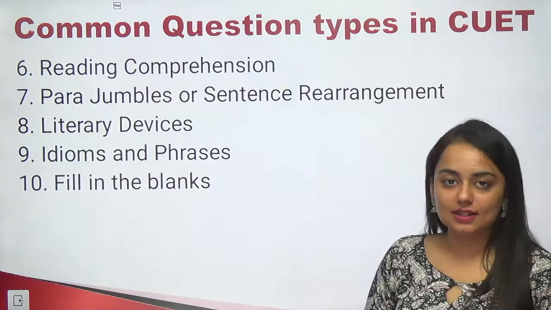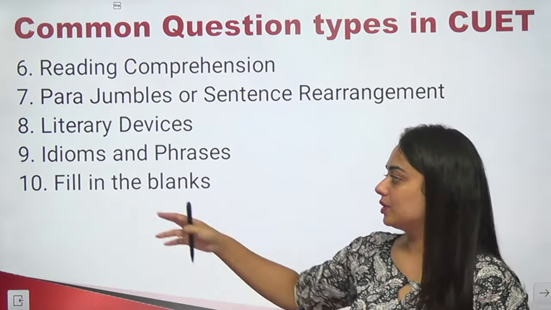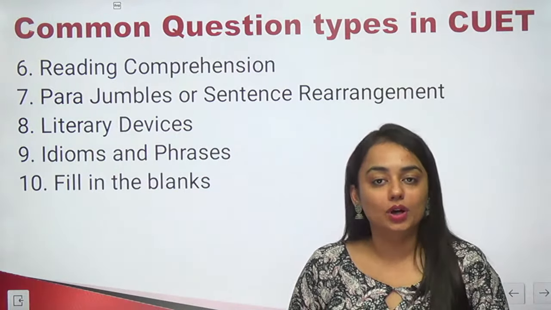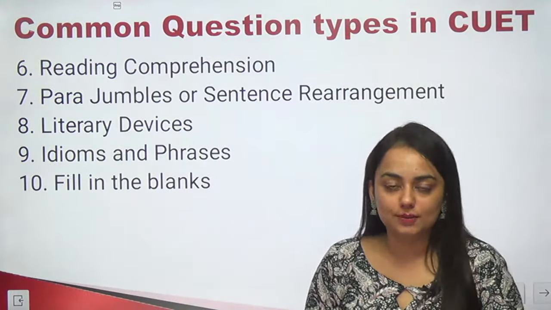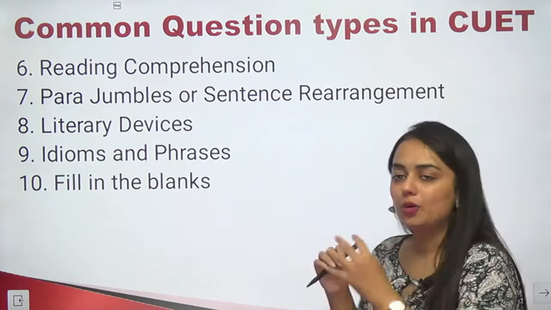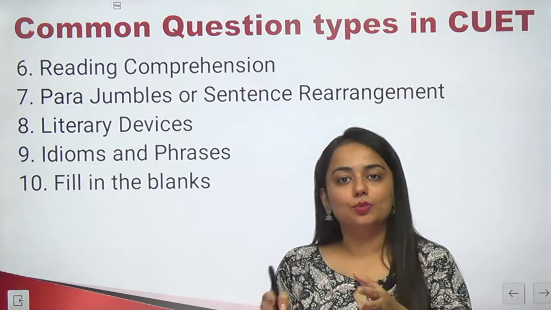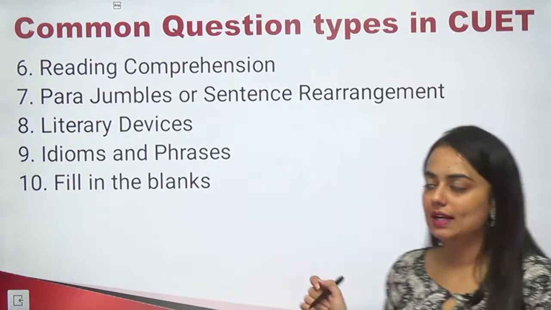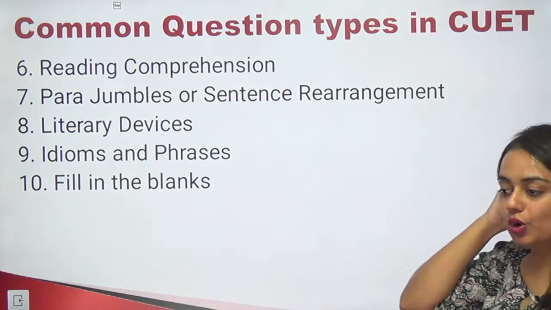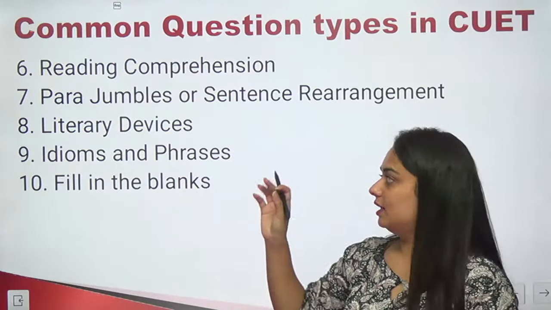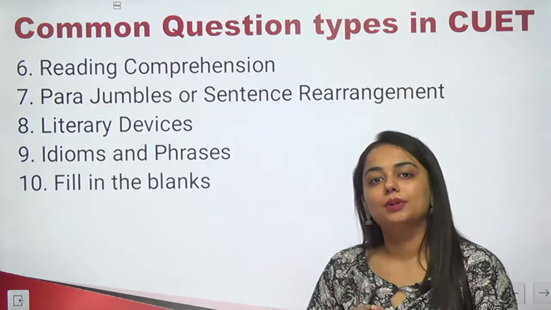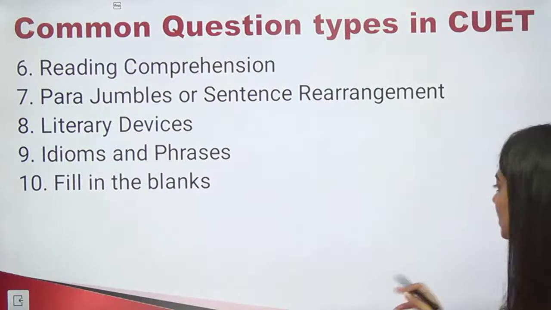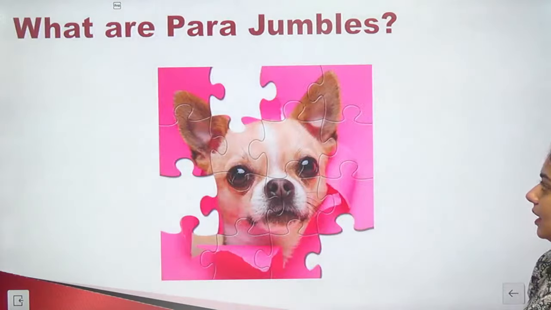Idioms and phrases is one topic, and then there were questions based on fill in the blanks, or we can say filler questions, where you had to find the filler words from the options. So now you know how many topics are there in the English language portion of the paper. Let's now particularly see what para-jumbles is. Also, if you want me to come live with any of these topics apart from para-jumbles, feel free to write it in the chat box or the comment box. We will come up with that topic in the next live.